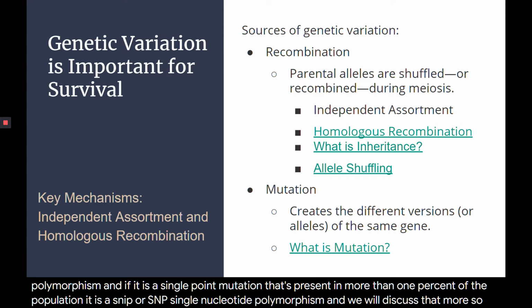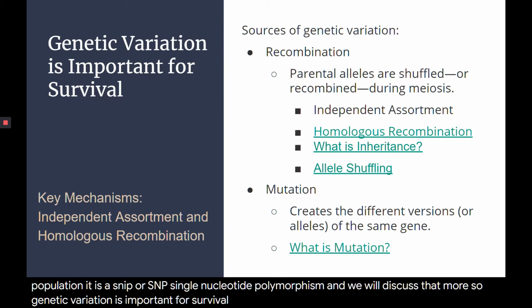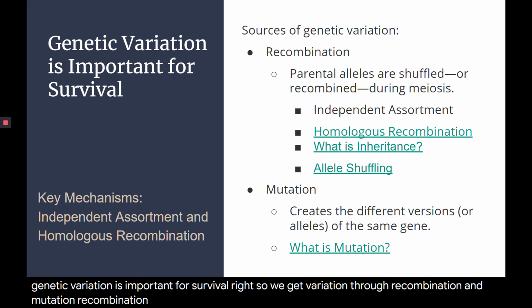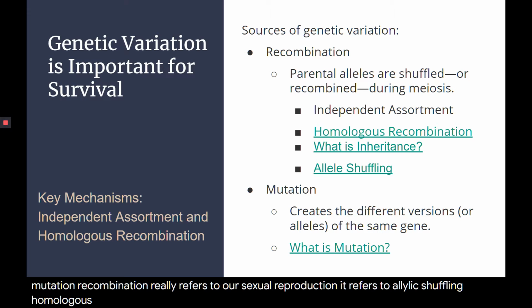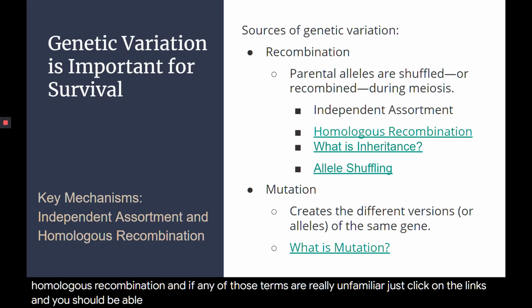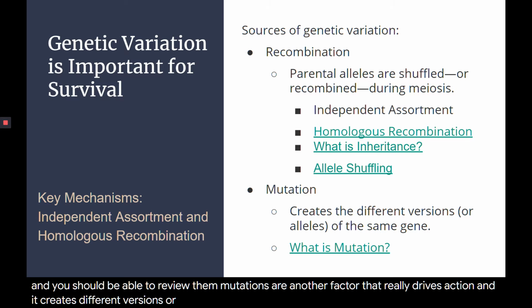So genetic variation is important for survival, right? So we get variation through recombination and mutation. Recombination really refers to our sexual reproduction. It refers to allelic shuffling, homologous recombination, and if any of those terms are really unfamiliar, just click on the links and you should be able to review them. Mutations are another factor that really drives variation, and it creates different versions or alleles of the same gene.